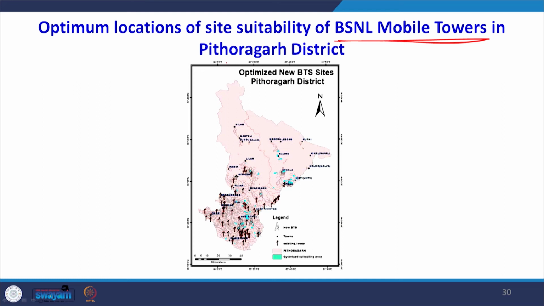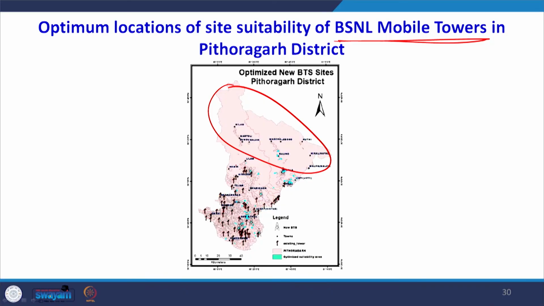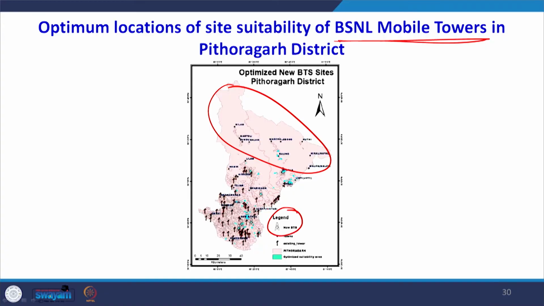Particularly if you focus on the upper part of the Pithoragarh district, which is the highly hilly region, you find that the density is quite low as compared to the lower part, where the towers are quite dense together to provide a good mobile network. Now, if you take some kind of scientific criteria, what is the criteria to establish a tower, how much area it should cover, you can find out some of the new locations of those towers.